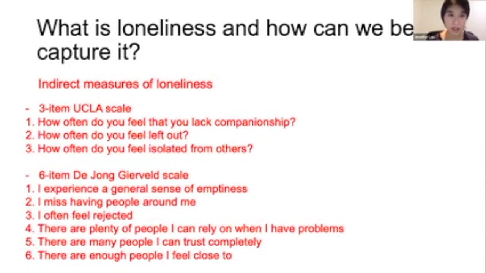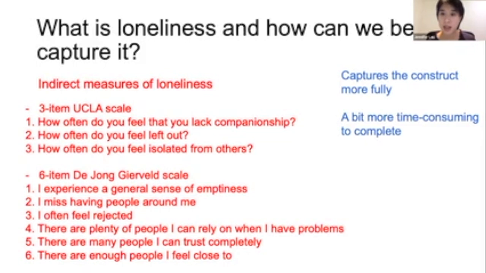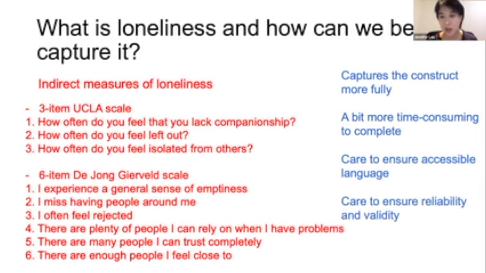So an alternative is to use more indirect measures of loneliness. These are some examples that Helen spoke about earlier. In some ways, these seem to capture the construct more fully. They have a richer set of behaviors, emotions, and cognitions that are associated with loneliness. But they are a little bit more time consuming to complete. And you have to think more about what kinds of language you use and whether or not people are understanding those terms.